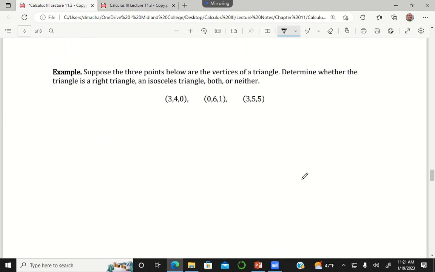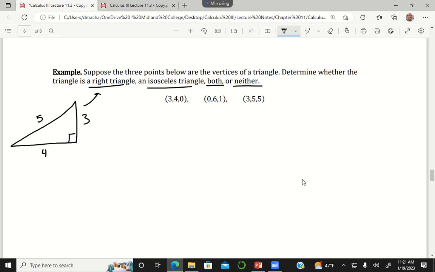Here we go. Suppose the 3 points below are the vertices of a triangle. Determine whether the triangle is a right triangle, an isosceles triangle, both or neither. So you could have a right triangle that's not isosceles, like a 3, 4, 5 right triangle. You can have an isosceles triangle that's not a right triangle, right? So you could have a triangle with sides like 20, 20, 23. That would be isosceles, but definitely not a right triangle.